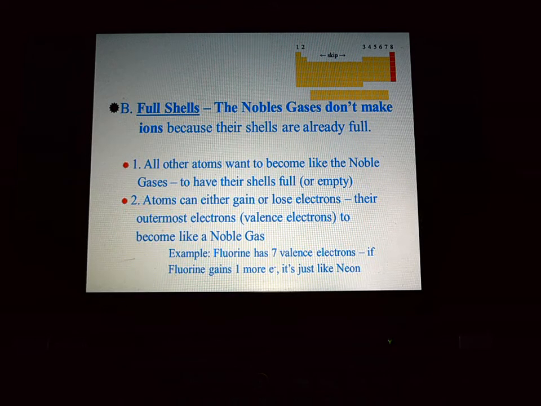But if it had 1 more, it would be like neon, right next door to it, number 10. It would have 2 full shells. All the rest would be empty. So if it can gain 1 more, then it would be just like neon. It would be like a noble gas, and it would feel complete. Now, in gaining that 1 extra electron, it would become an ion.